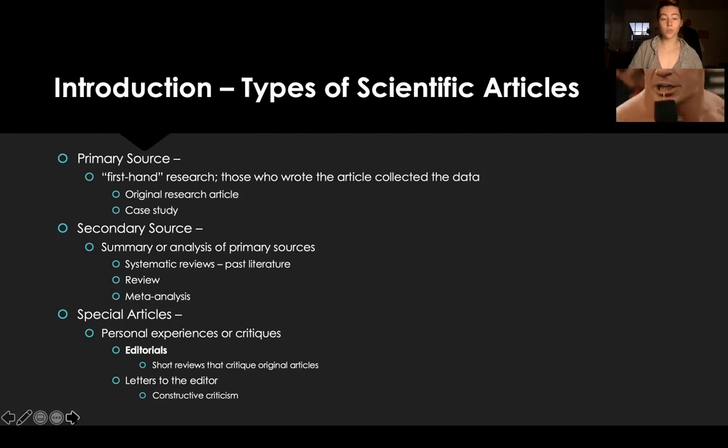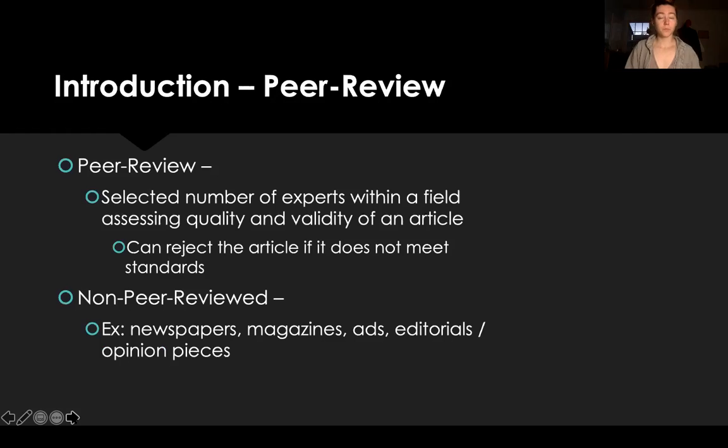And then special articles are letters to the editor, editorials, things like that. So something that isn't a review, but doesn't have any primary research, doesn't have any data associated with it. So it's just an expert discussing an article, or having their quarrels with an article, being like, this article didn't do this properly. So it's usually something like that. Peer review. So peer review is super important.